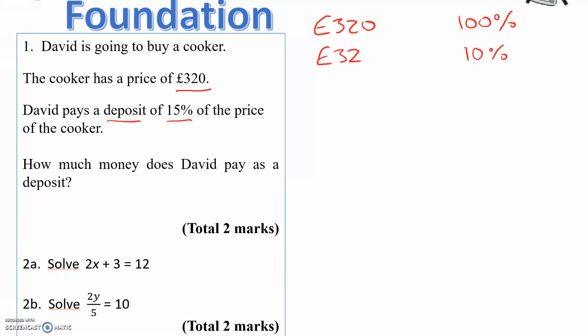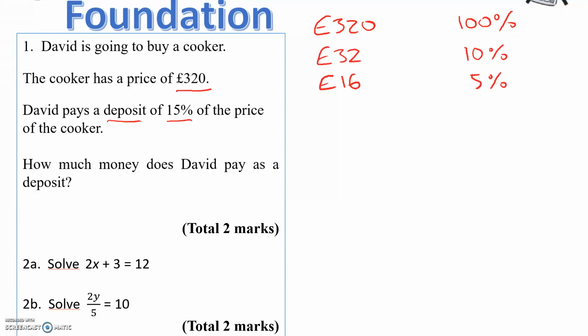If we know what 10% is, then we could find 5%. And to find 5%, we'll halve the 32. So we can halve 32 and get 16. And if you're struggling with that step, we could halve the 30, that will give us 15, halve the 2, that will give us 1. 15 and 1 makes 16.